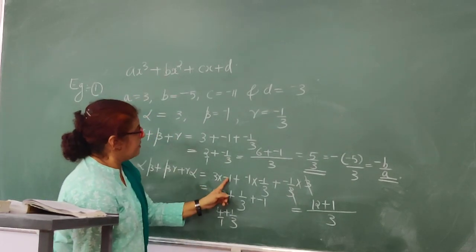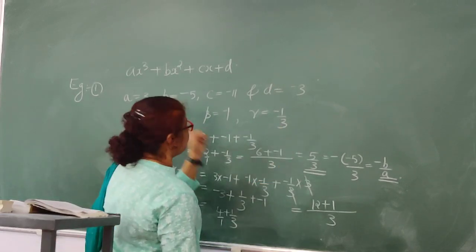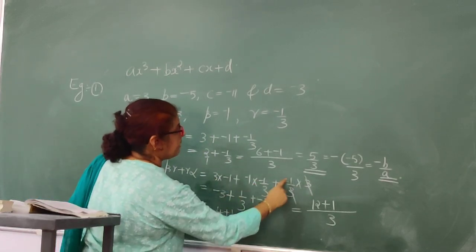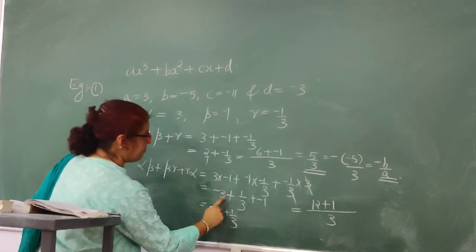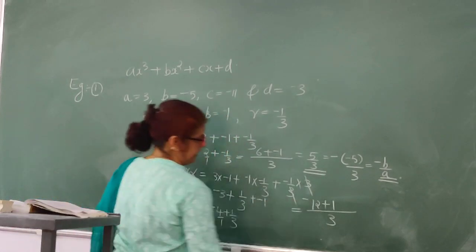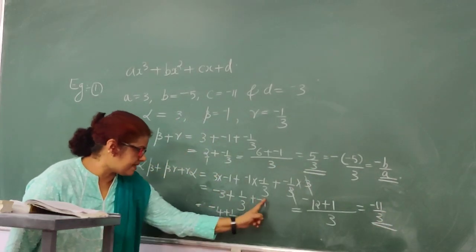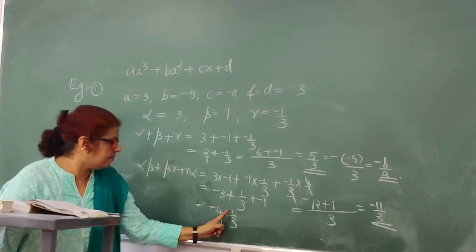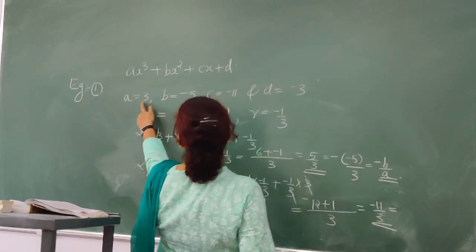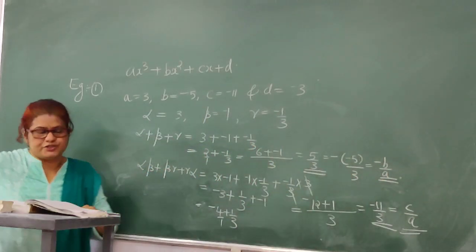Alpha beta, 3 into minus 1, plus beta gamma plus gamma alpha. Minus 3 plus 1 by 3 plus minus 1. Minus 3 plus minus 1 is minus 4. Minus 4 by 1 plus 1 by 3. Then we get minus 11 by 3. Let's check, minus 11 by 3 is directly C by A. Verified the second part also.